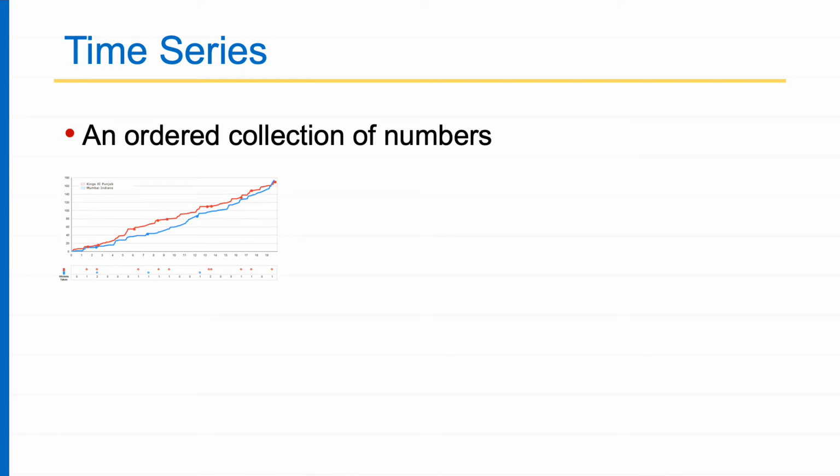So what is a time series? When we say digital signal, a digital signal is a time series. What is a time series? A time series is an ordered collection of numbers. Okay, so what does that mean? Let us say there are numbers which are occurring in an ordered way.